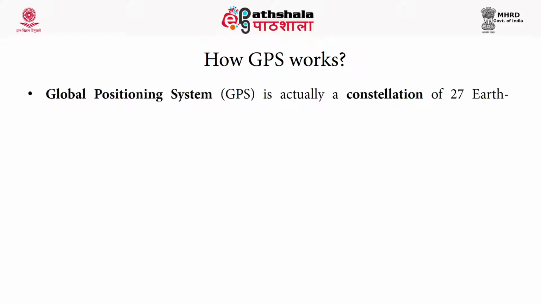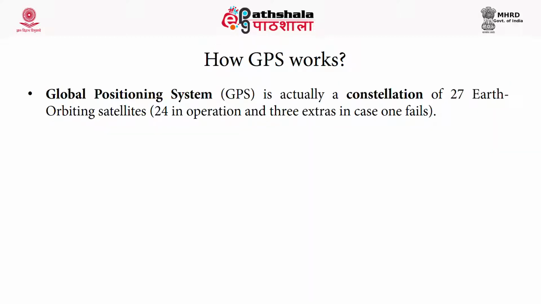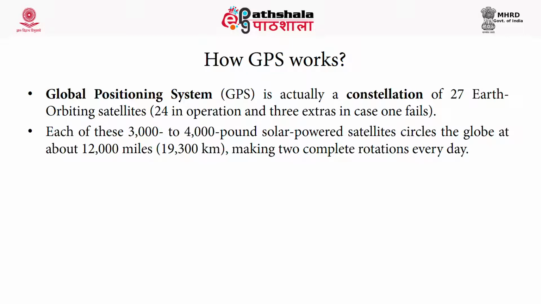After studying about the segments of GPS, let us come to the working principle of GPS, that is how the GPS works. So, GPS is actually a constellation of 27 Earth orbiting satellites, out of which currently 24 are in operation and 3 are kept in reserve. Each of these 3,000 to 4,000 pound solar powered satellites circle the globe at about 19,000 to 20,000 kilometers altitude, making 2 complete rotations every day.